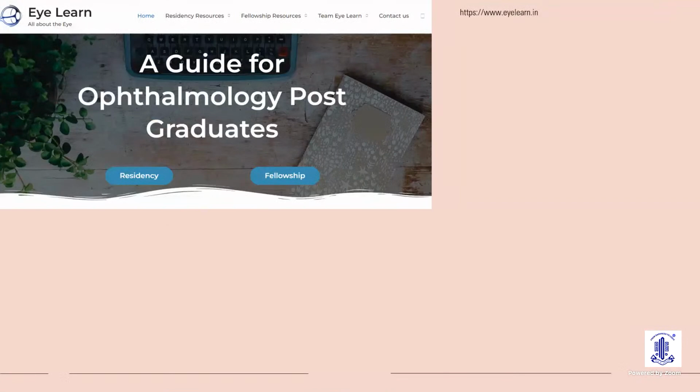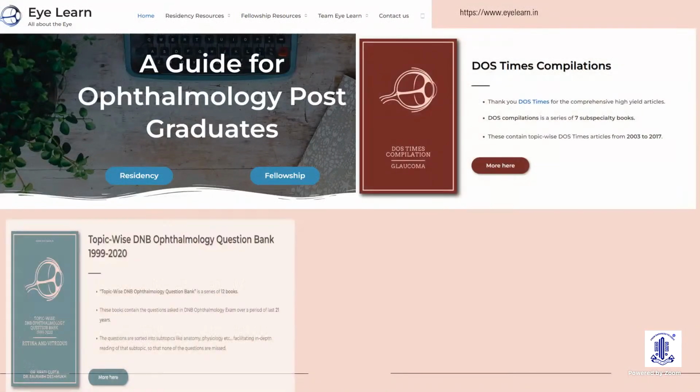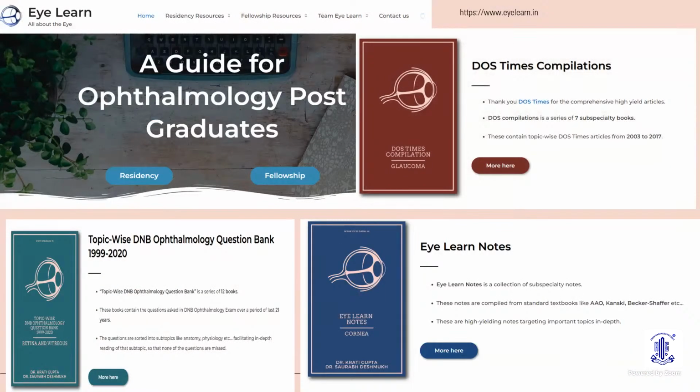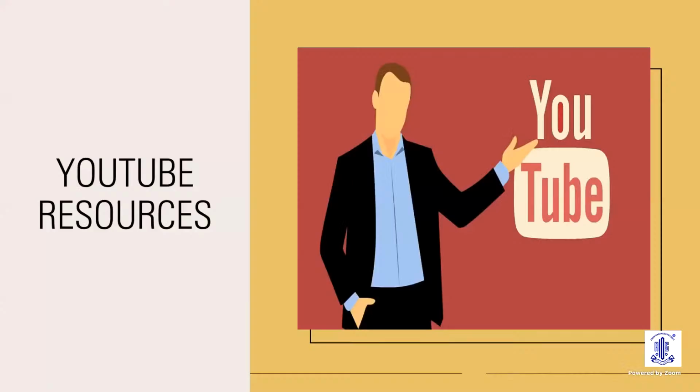iLearn is a comprehensive guide for ophthalmology where you can find DOS Times compilations, DNB question bank, and self-curated iLearn notes, which have been designed by Dr. Krati Gupta ma'am and Dr. Saurabh Deshmukh sir. And there is various other exam-oriented information available on this website as well.